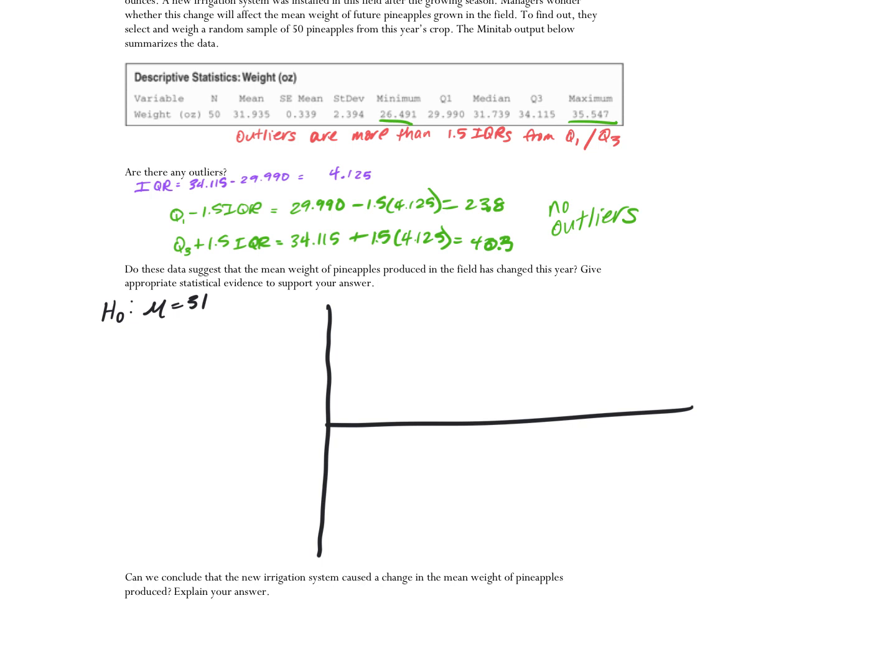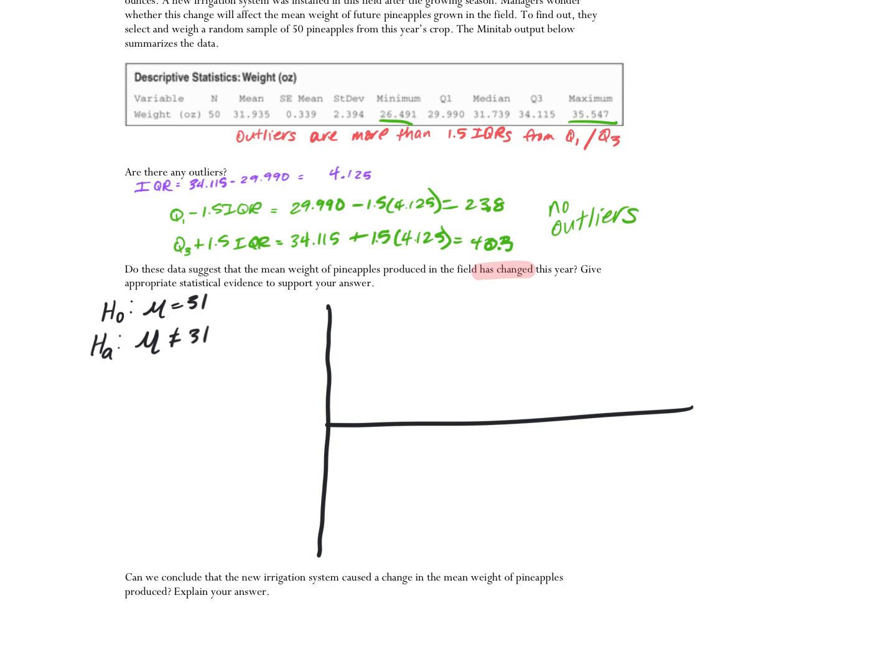What should my alternative hypothesis be? Why is it not equal to? Because the question specifically says, has changed. It doesn't say, did it get better, or get higher, or get lower. It just said, is it different? Cool. And what do you think we should do next?